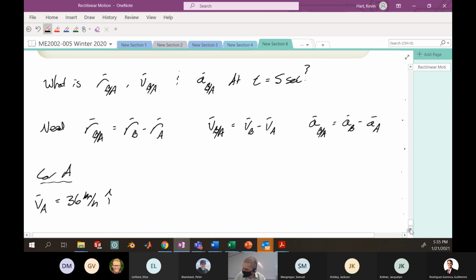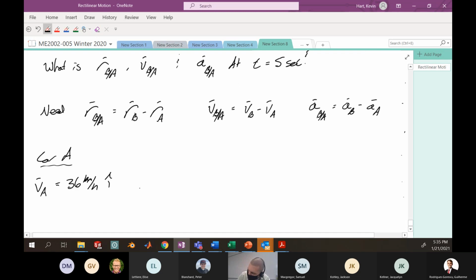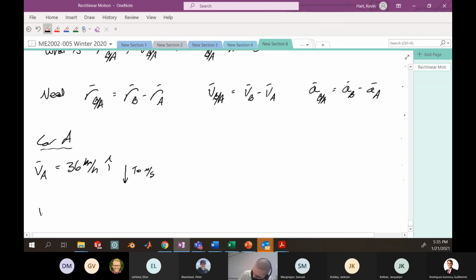I will convert to meters per second so that we can have similar units to work with in this problem. And here, if we do that, this will be 10 meters per second. So part number 1 is kind of out of the way.